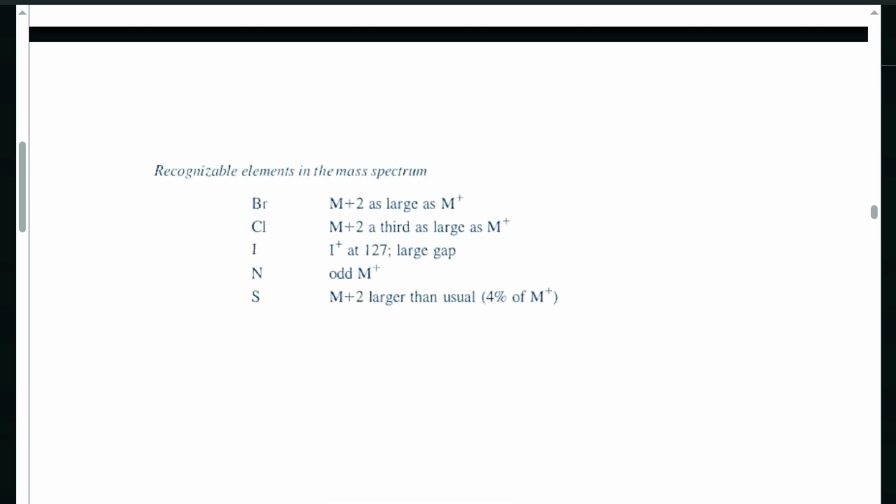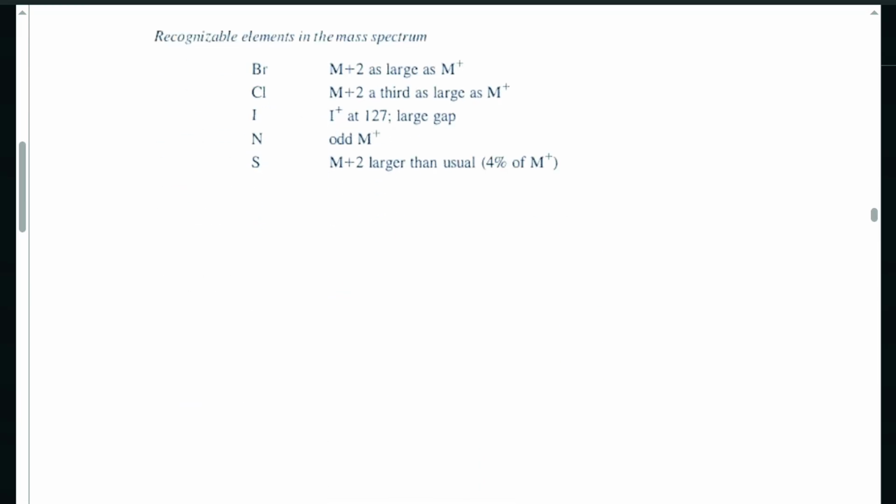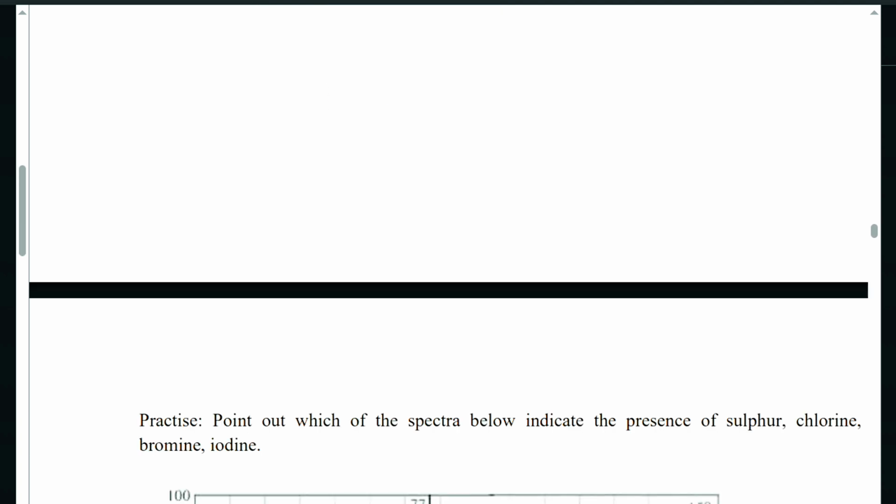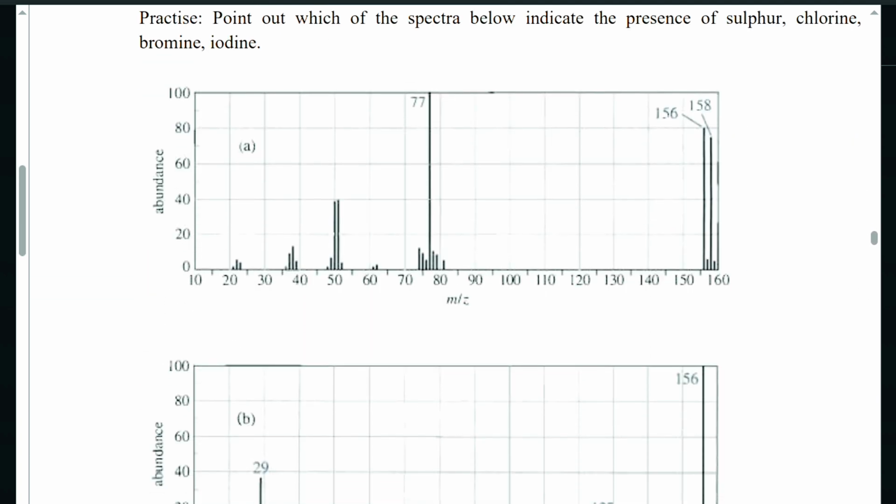So let's move on. When the neutral molecular ion is odd, then it most likely contains nitrogen. You can also try to know this, but this is not really necessary some of the time. So let's move on.